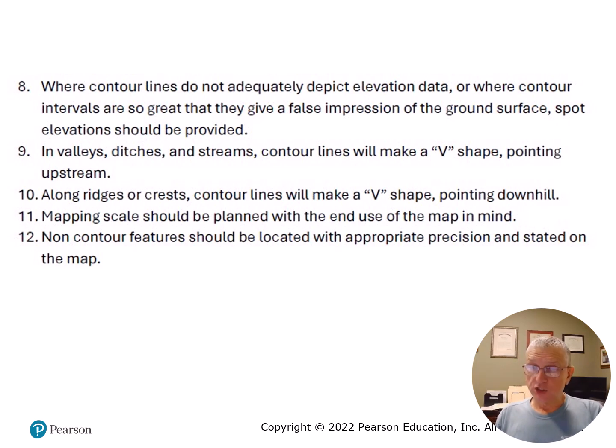In valleys, ditches, and streams, aka drainage channels or drainage ways, contour lines will make a V shape pointing upstream. In the reverse, along ridges or crests, contour lines will make a V shape pointing downhill.